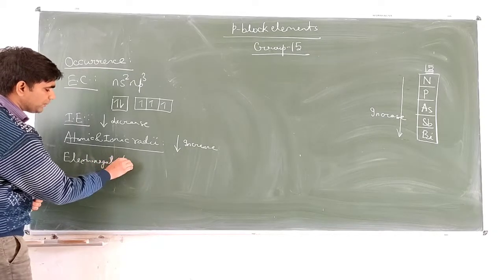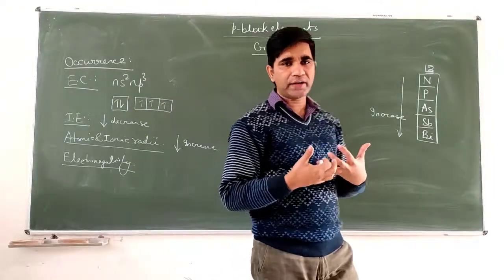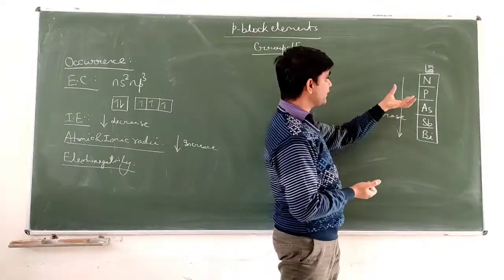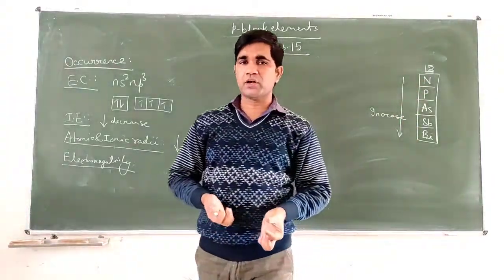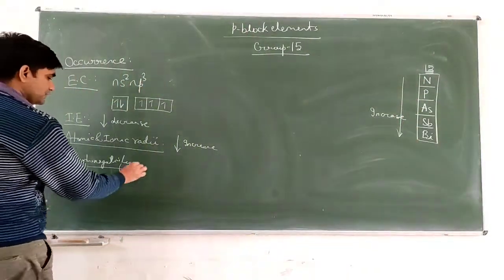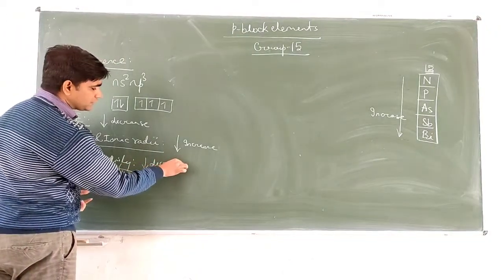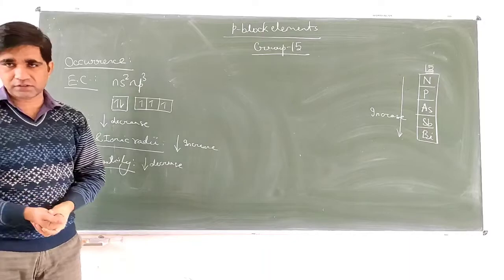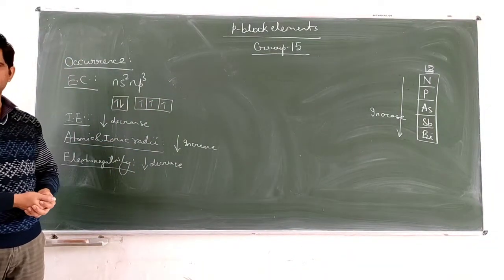Electronegativity also depends upon the size. The smaller the size, the more is the electronegativity. So electronegativity is maximum for nitrogen and it regularly decreases on moving down the group. So there is a regular decrease. It's a good thing that no exceptional case is there. We can easily recall the facts of group 15. These are general information of group 15 elements.